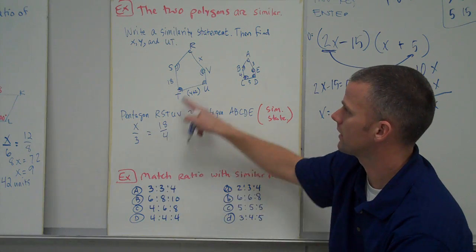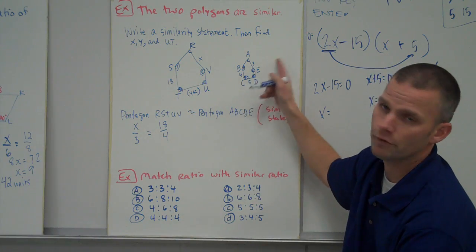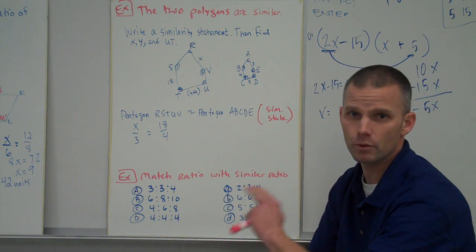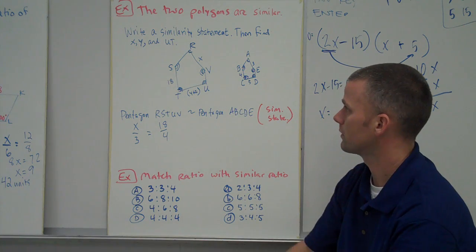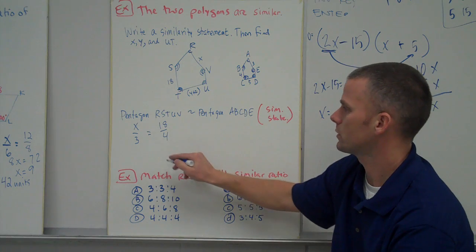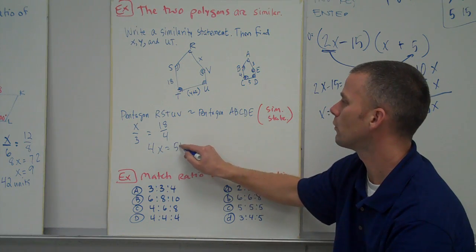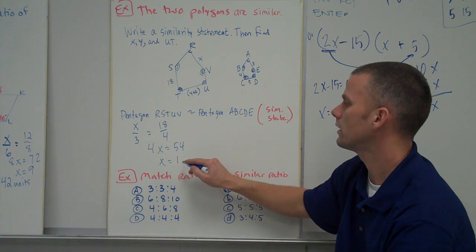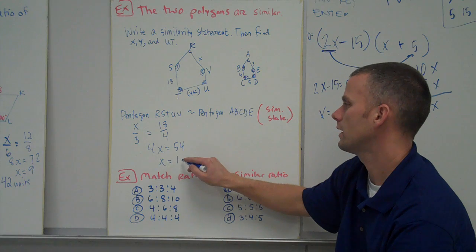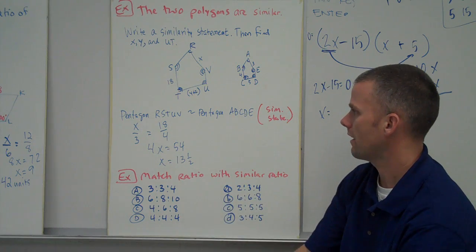Notice that x and 18 are on top from this pentagon. 3 and 4 on the bottom, they're from the smaller pentagon. So it's nice that we keep those measurements in the same spots because they're from the same pentagons. Cross multiply, we got 4x equals, what's that, 54. If we divide, that's going to be 13 and a half.